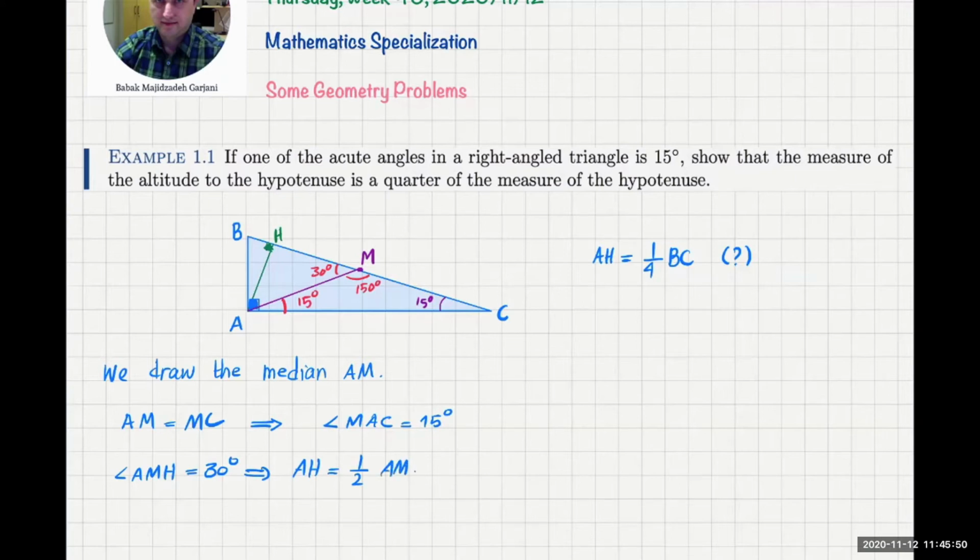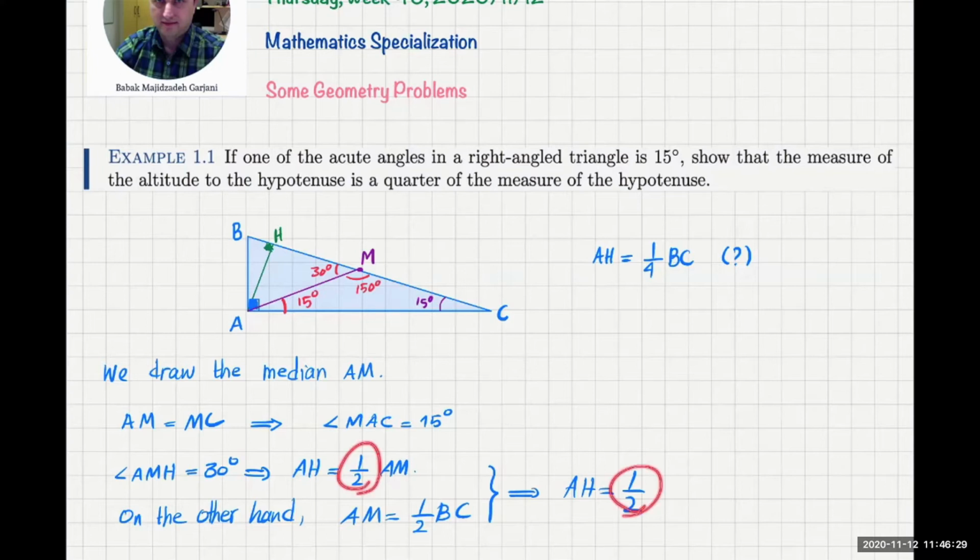Yes? But now, can you finalize the problem, finally? So then, since AM is equal to BM and MC. Yes, we just mentioned that. Do you remember I told you that the median corresponding to the hypotenuse is half of the hypotenuse itself. So it means that, on the other hand, we know that AM itself is 1/2 BC. Now, if you combine these two, AH becomes equal to 1/2. This is 1/2 that I put here. And instead of AM, I put 1/2 BC. And then if I multiply these two 1/2s, it means that AH is equal to 1/4 of BC.